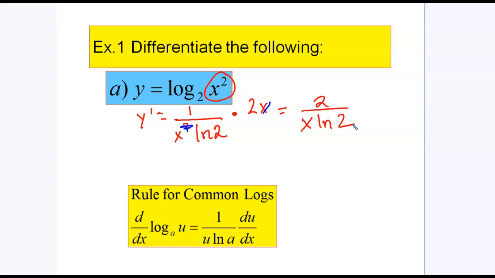So here is the rule for the derivative of common logarithms. Again, it's 1 over the function inside the logarithm times the natural log of whatever the base is times the derivative of whatever the function inside the logarithm is.